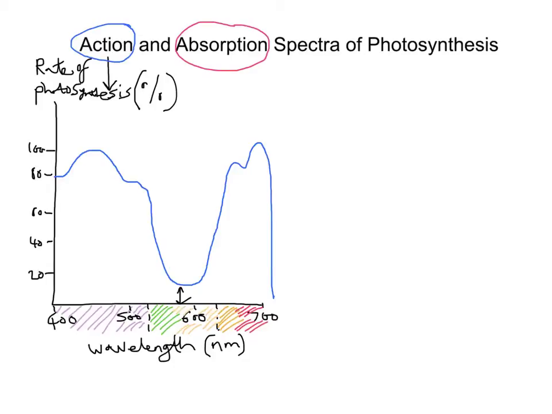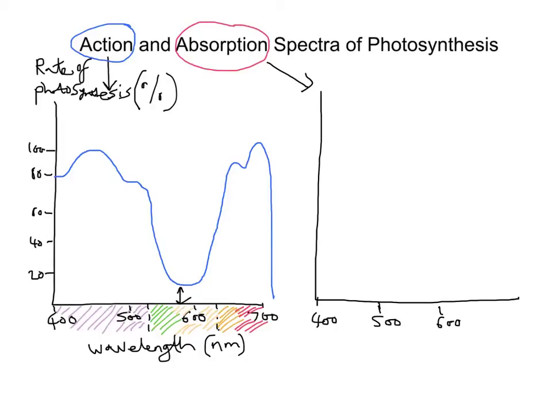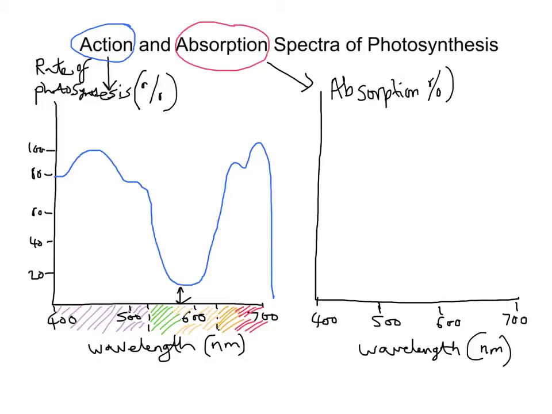Because what the absorption spectrum does is show you the percentage absorption of the light in relation to the different pigments that you actually have in the leaf at the given wavelengths. So I'm going to draw a second graph here, and this one is the absorption spectra. Now this graph has exactly the same x-axis. So on the bottom we have wavelength of light in nanometers. But this time on the y-axis we have absorption as a percentage. And again we'll have 0 and we'll go 20, 40, 60, 80, 100.